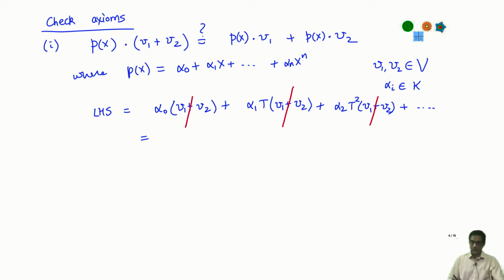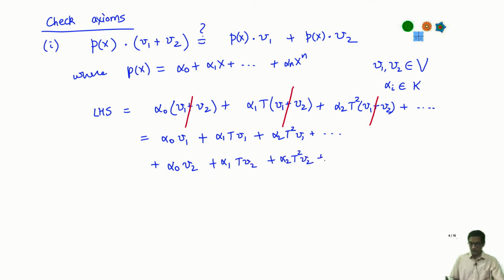So alpha naught multiplied by v1 plus v2 is alpha naught v1 plus alpha naught v2, because you have distributivity in the vector space V. So I sort of split this into two pieces. I just write all the v1 terms first, alpha naught v1 plus alpha 1 Tv1 plus alpha 2 T square v1, etc. And then below it I write all the v2 terms, alpha naught v2 plus alpha 1 Tv2 plus alpha 2 T square v2 and so on. Okay, and observe that's exactly the right hand side, where you have to do it in two separate steps.